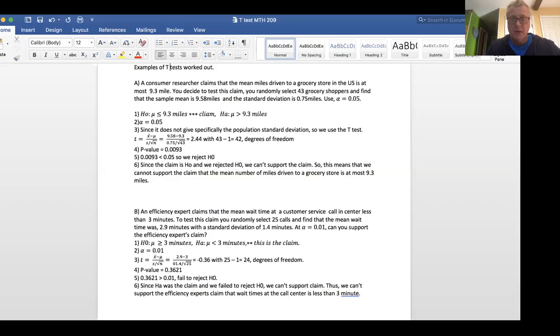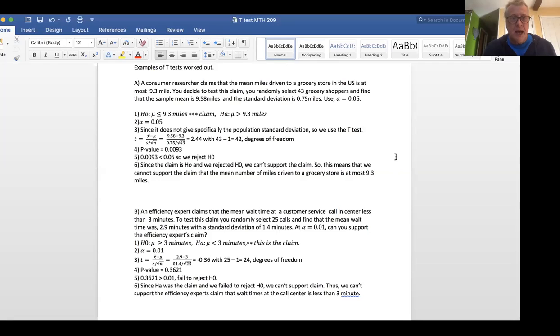So I'm going to share a screen. This is a handout that's attached to your news item in D2L. Okay, and so these are examples of t-tests worked out. So I have question A and question B.